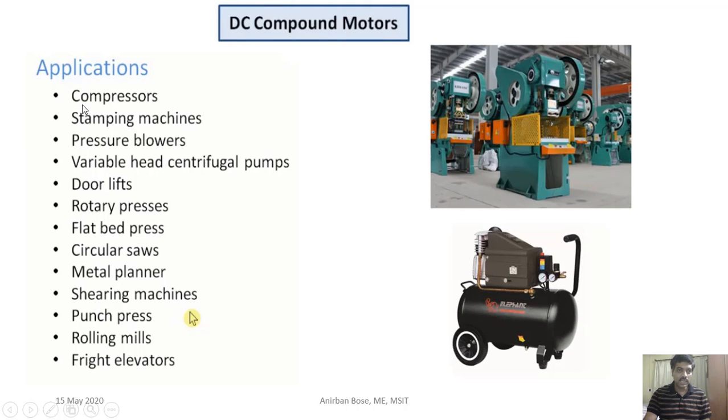Here you can see those listed: compressors, stamping machines, pressure blowers, tool lifts, rotary presses, flatbed presses, metal planers, shearing machines, punch presses, rolling mills, flight elevators. So a lot of applications are there in the case of DC compound motors.